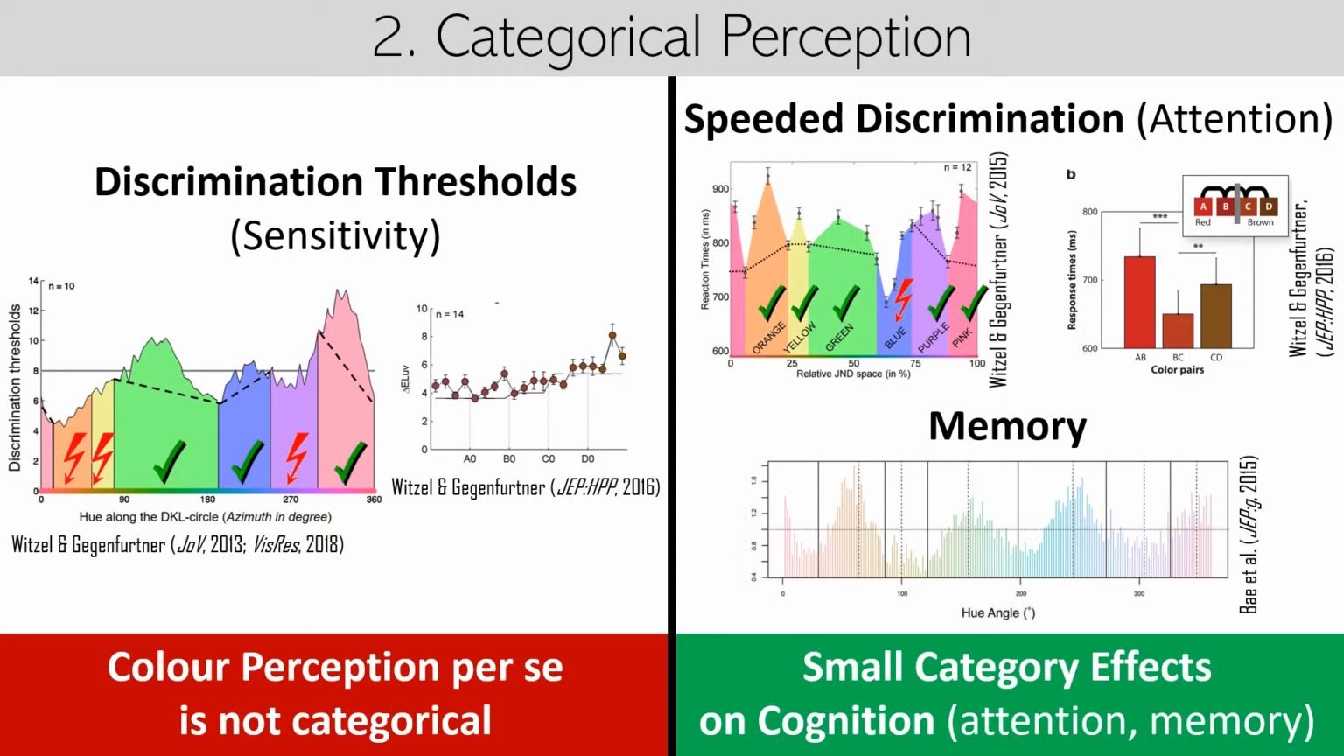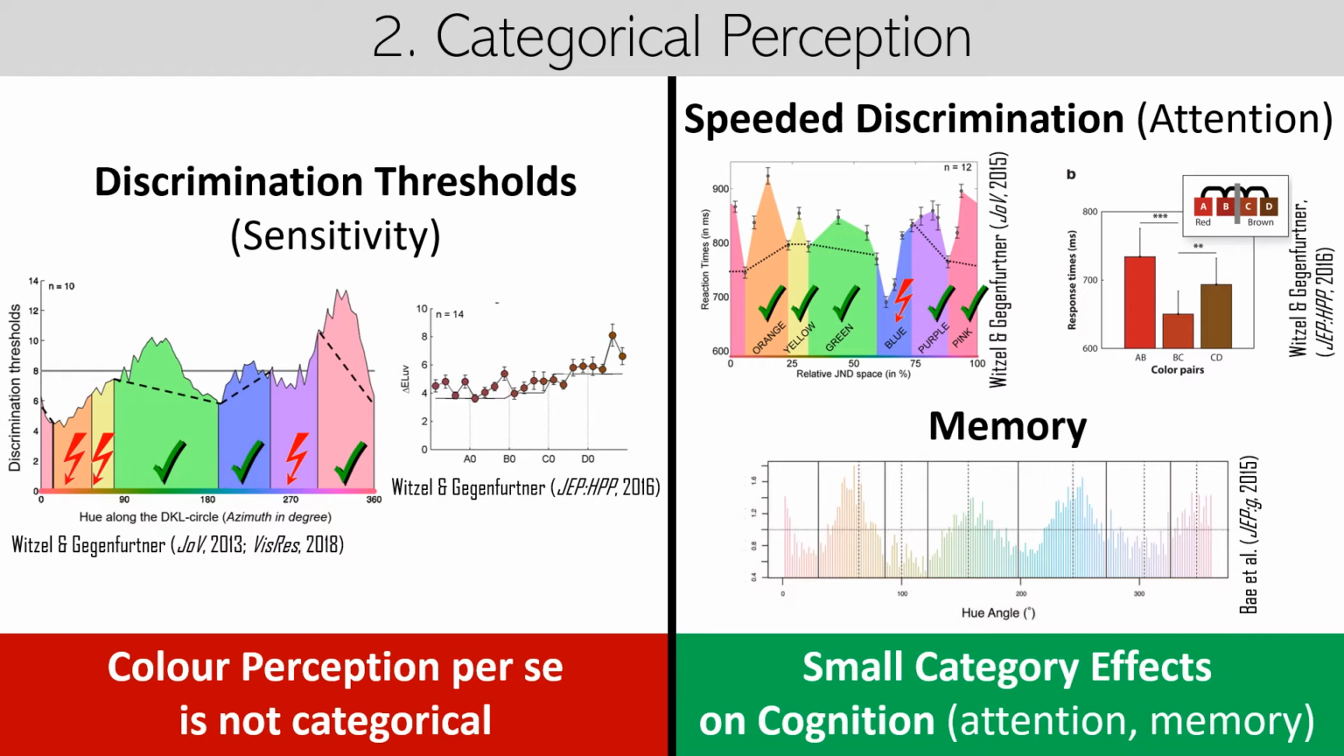There are no consistent category effects on discrimination thresholds. In contrast, there are category effects on accuracy and response times in speeded discrimination tasks, and these are probably due to attention. And there are also rather robust category effects on short-term memory. These observations mean that our fundamental ability to see colors is not related to color categories, but that there may be effects of color categorization at a higher, more cognitive level of processing.